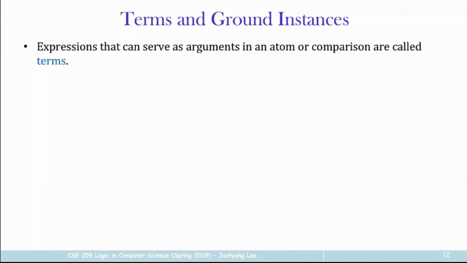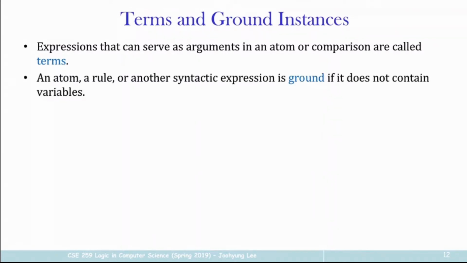Now, what appears inside an atom or comparison are called terms. Those terms occur as arguments. So like the UK or S1 that you saw in the previous slide, they are called terms. And when we say some atom or rule or any kind of syntactic expression in the language of Clingo is ground, it means it does not contain variables. So this is the terminology.